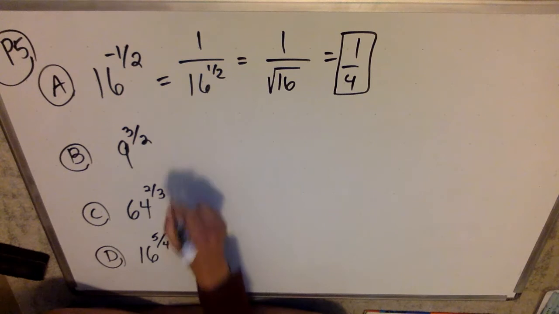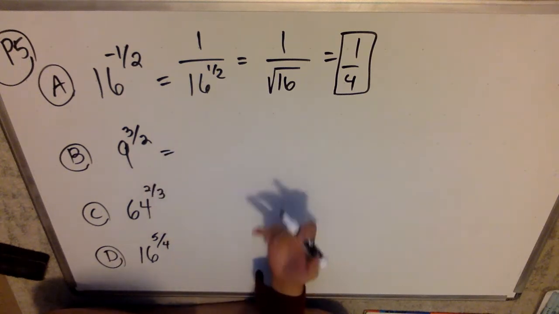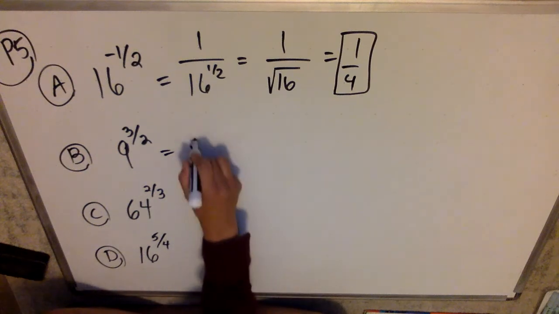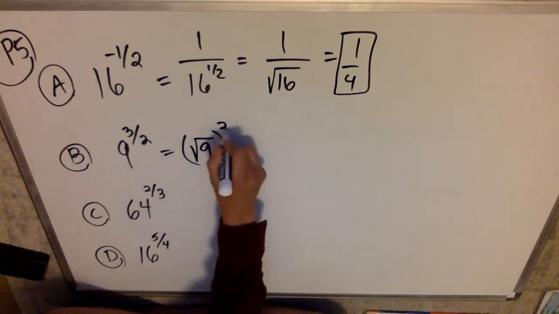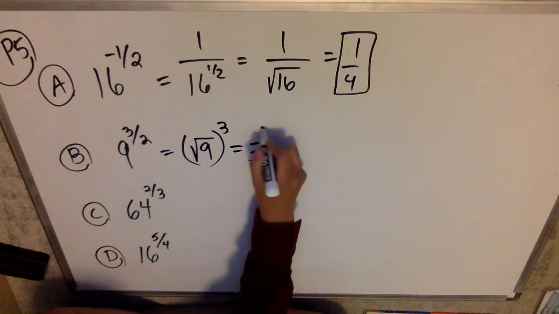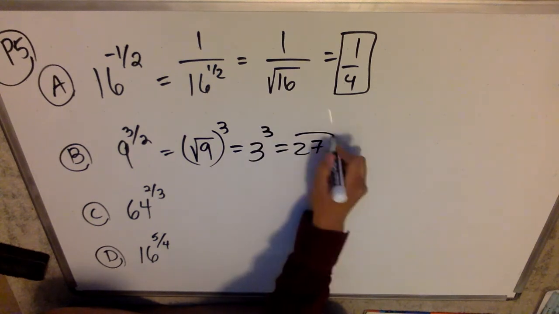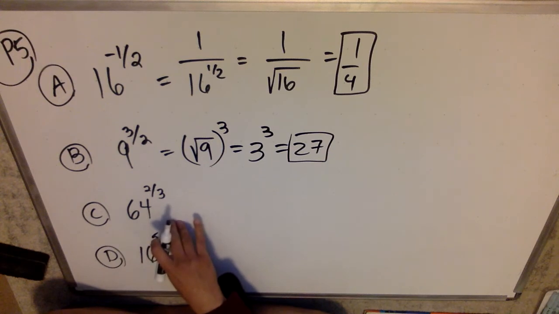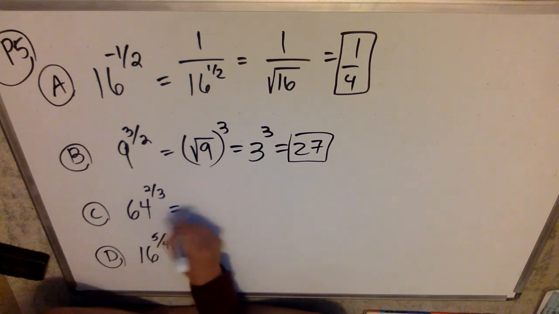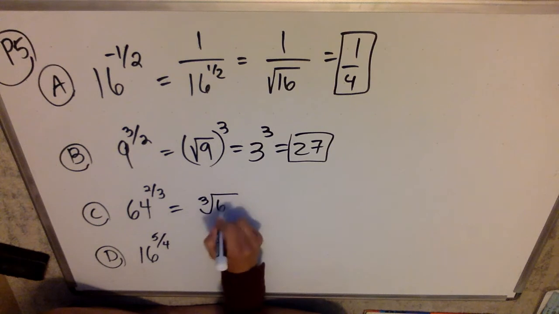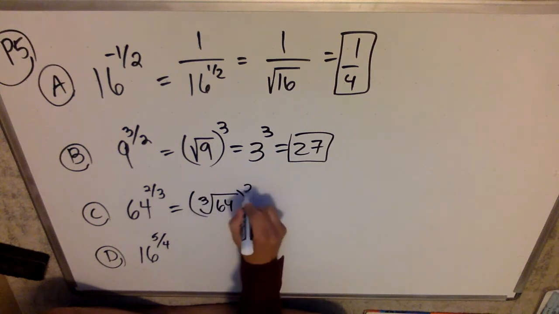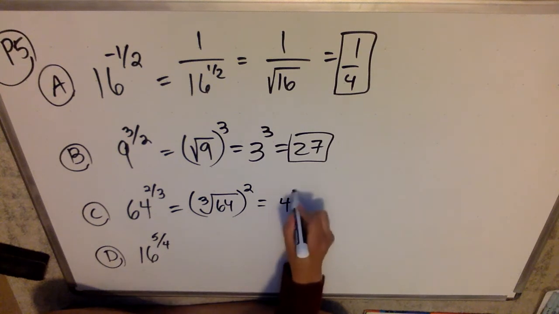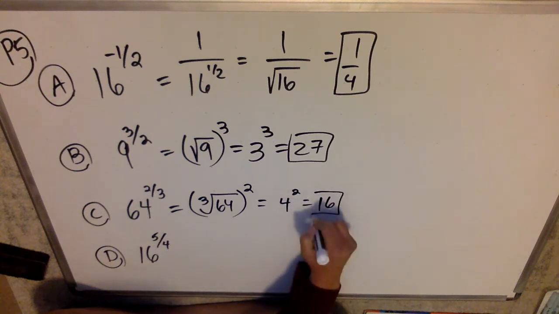9 to the 3/2, right? I can rewrite this one of two ways, either as the square root of 9 cubed, but that's not going to help me, or as the square root of 9, quantity cubed. That's the smarter way to do it, because I get 3 cubed is 27, right? Same thing here. I can either rewrite this as 64 squared and then try to take a cube root, but that's a terrible idea, or I can do the cube root of 64 and then square it. Well, 64 is 4 to the 3rd, so that's 4 squared, or 16, right?